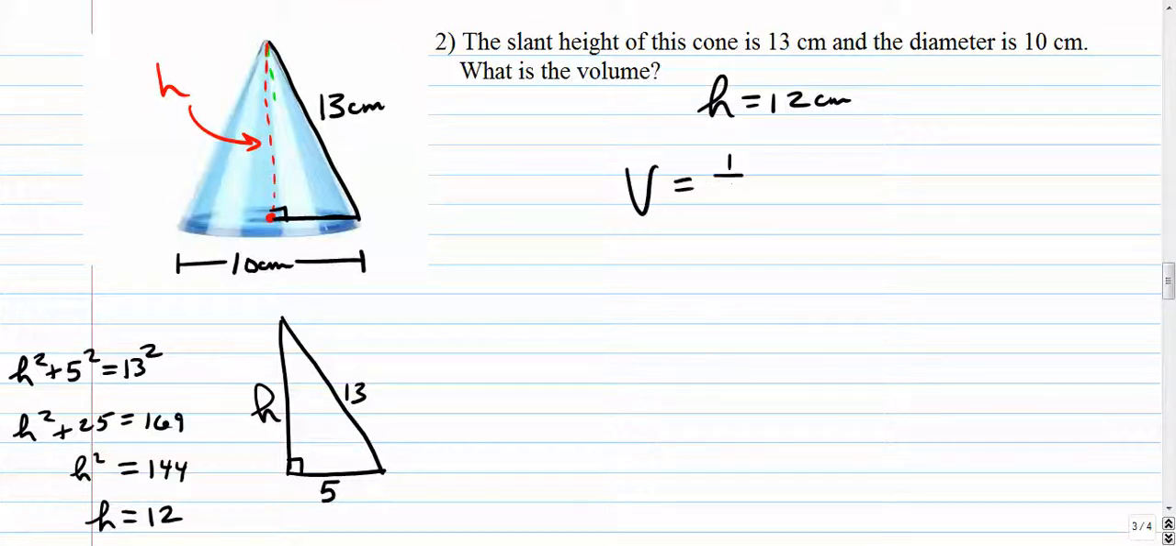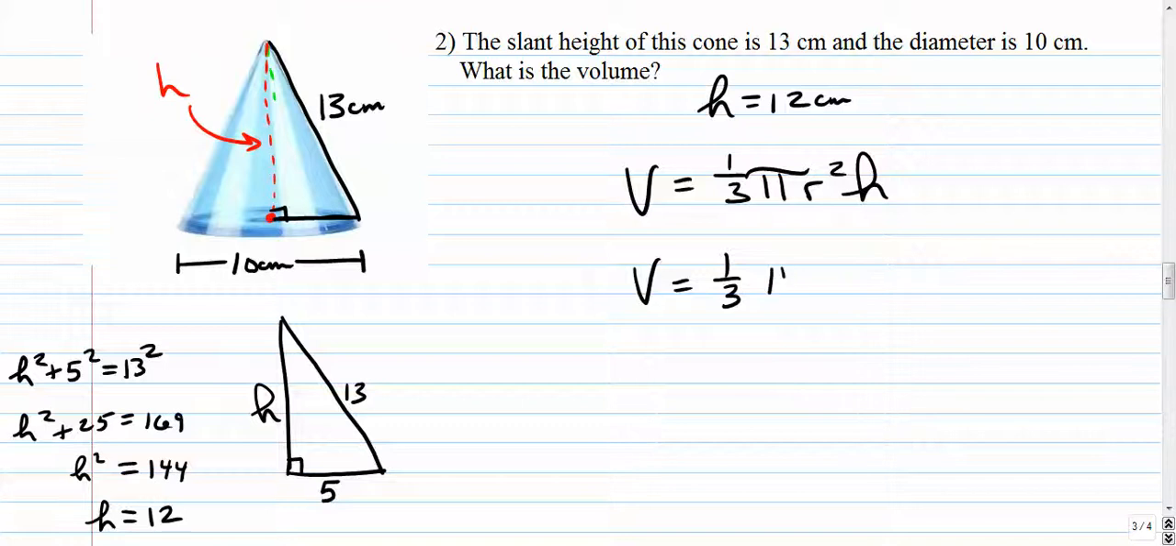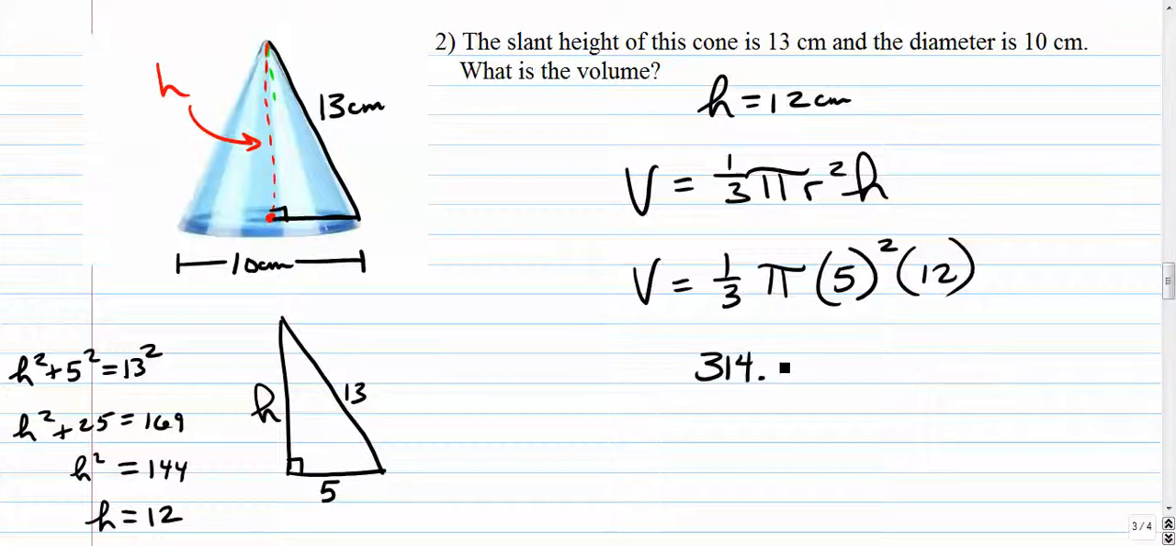So here we go. Volume is 1/3 pi r squared times h. 1/3 times pi times the radius. Be careful not to use 10 here, common mistake. And the height is 12. So it's going to be 100 pi. 25 times 12 times pi divided by 3. Yeah, 314.159. And that's centimeters cubed, cubic centimeters.